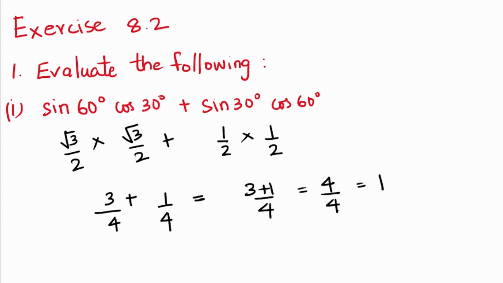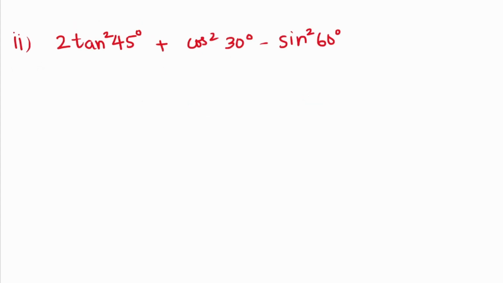Now let us move on to the second part of this question. Question 1 has 5 parts, right? Second part is 2 tan square 45 plus cos square 30 degree minus sine square 60 degree. Tan square 45. Tan 45 is 1. Square of 1 is 1 itself, right?